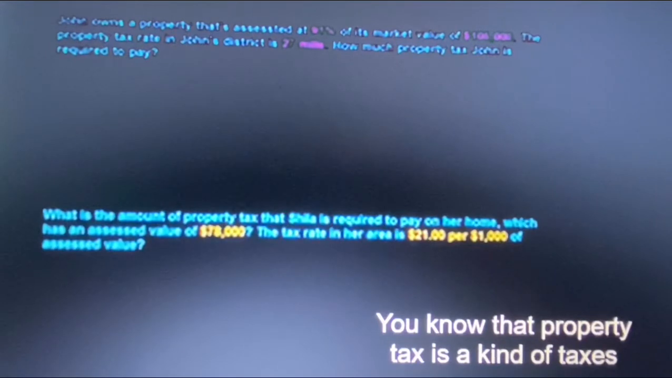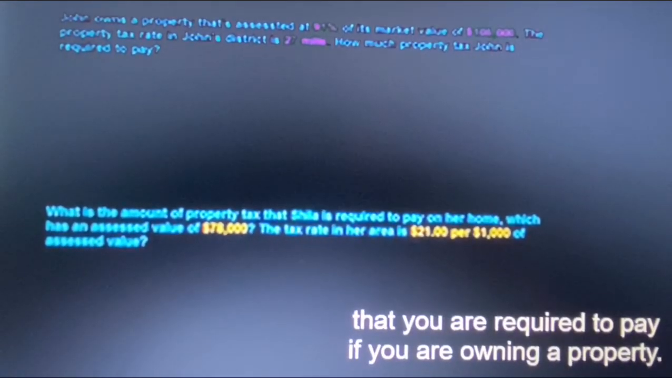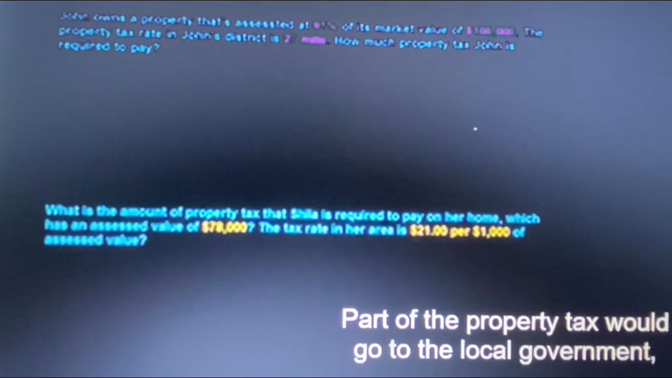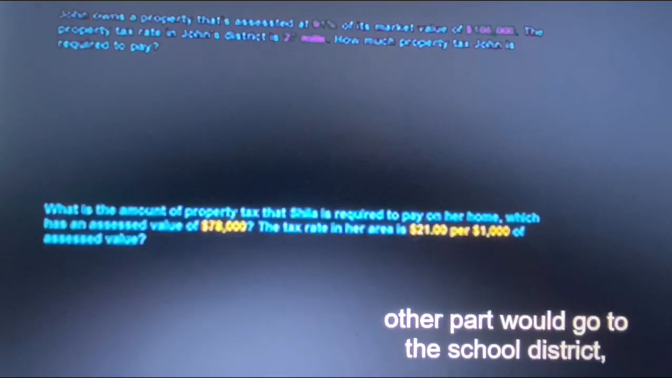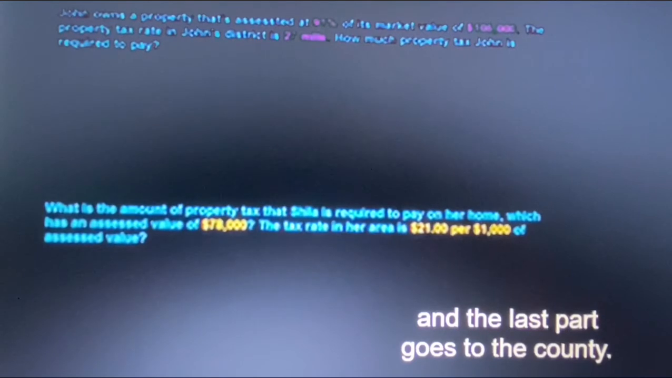You know that property tax is a kind of tax that you are required to pay if you own a property. Part of the property tax goes to the local government, another part goes to the school district, and the last part goes to the county.